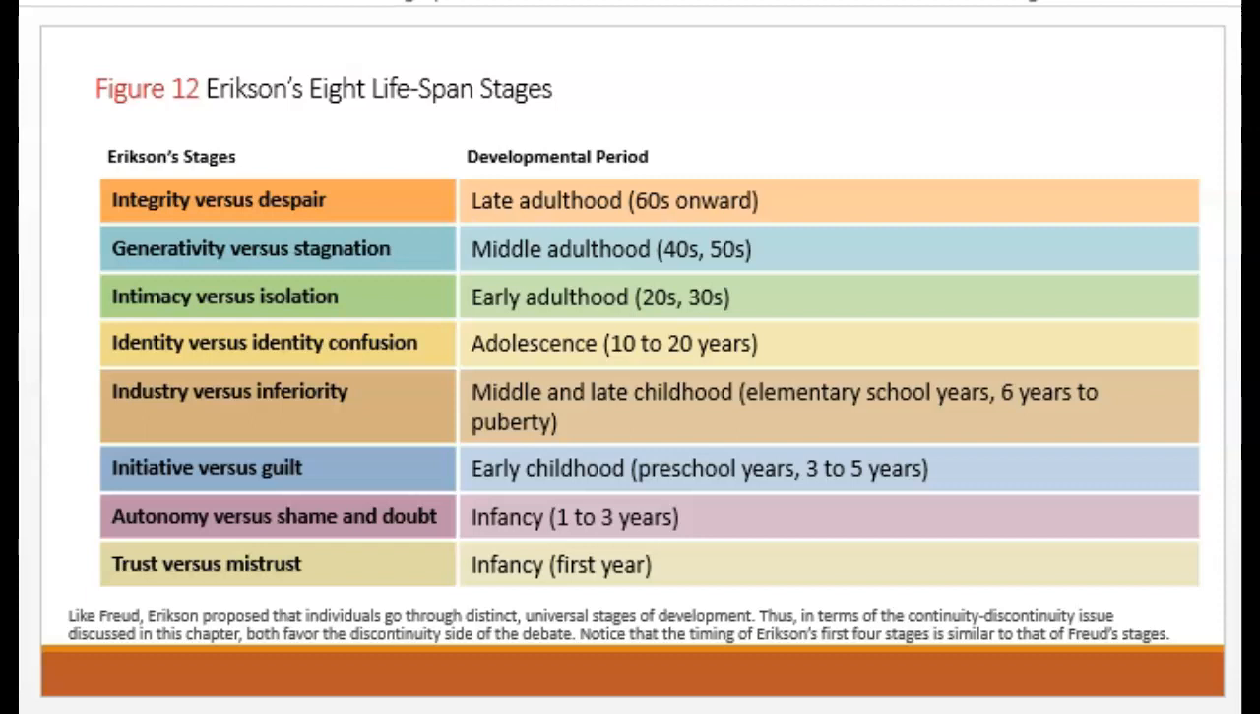Finally, in late adulthood, we enter integrity versus despair. Here, we reflect back on our lives as a whole and either have a feeling that we led an acceptable life or whether we are filled with regrets and despair.